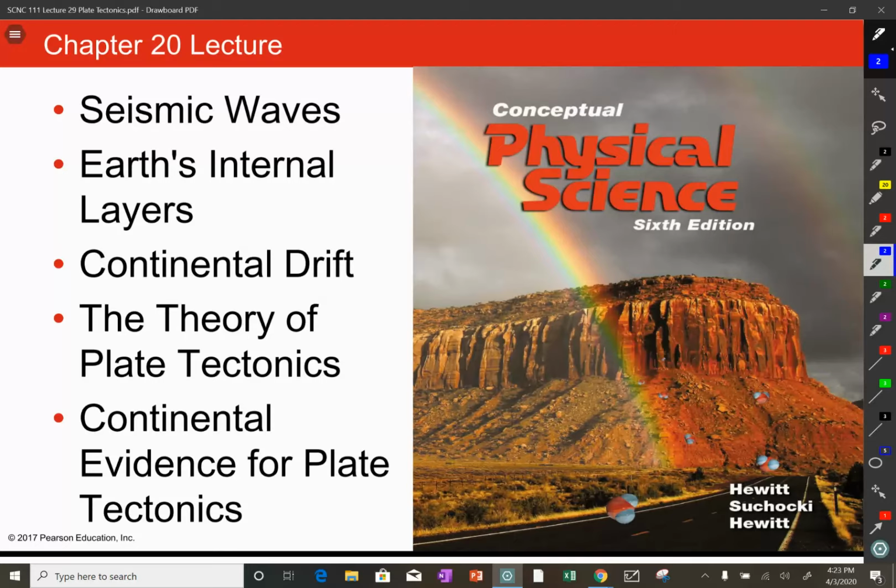Well, today we're going to get a lot more into the structure of the earth, how we know about that structure of the earth and what the earth does. So at least in my opinion, this is going to be a lot more interesting topic. This is not chapter 21, by the way. Okay, so let's get into it.